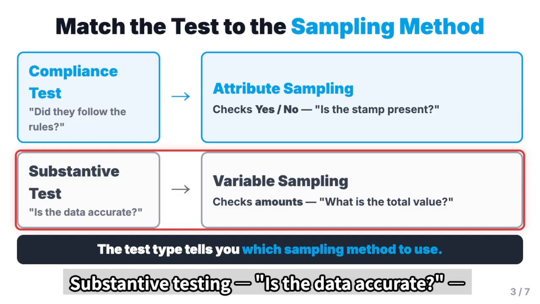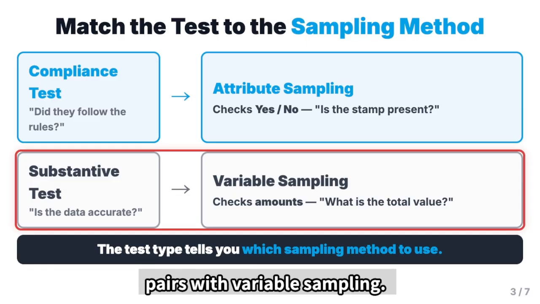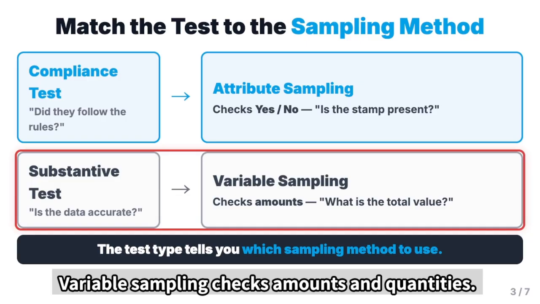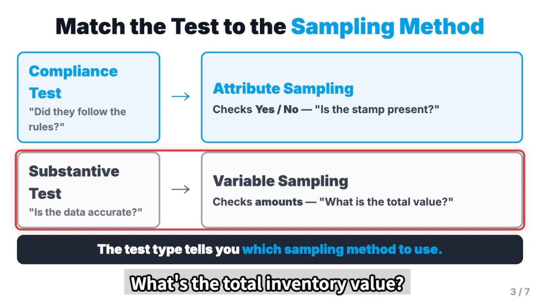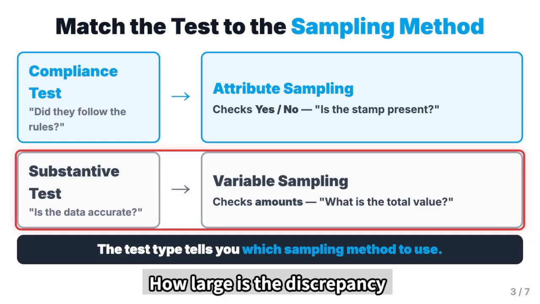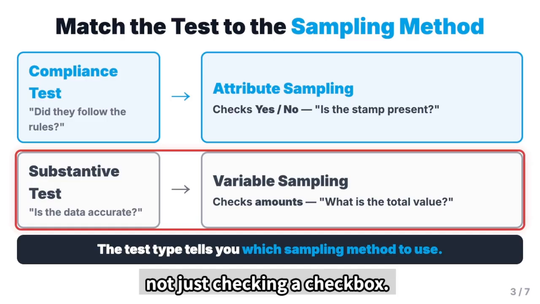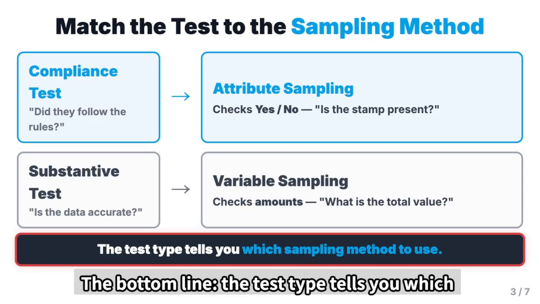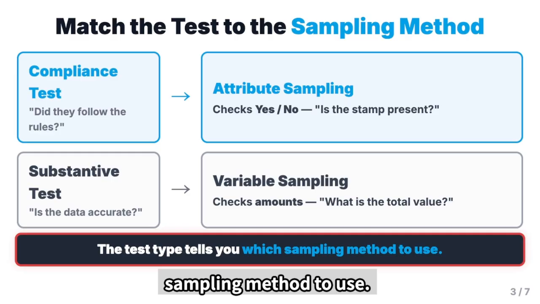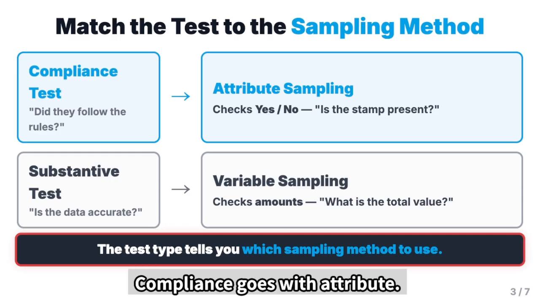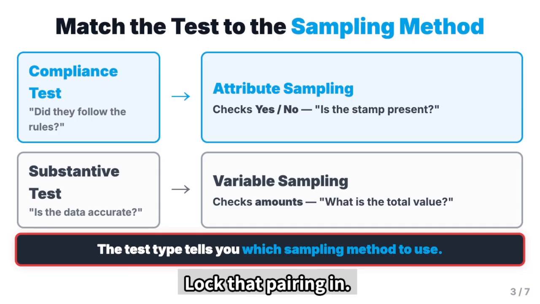Substantive testing. Is the data accurate? Pairs with variable sampling. Variable sampling checks amounts and quantities. What's the total inventory value? How large is the discrepancy between the invoice and the payment? You're measuring numbers, not just checking a checkbox. The bottom line, the test type tells you which sampling method to use. Compliance goes with attribute. Substantive goes with variable. Lock that pairing in.